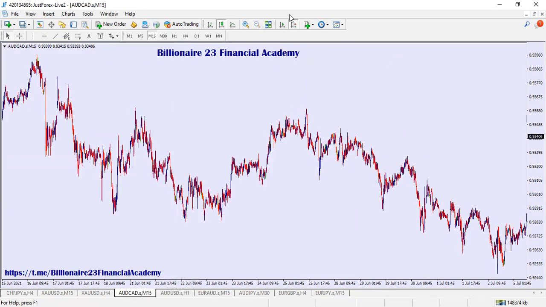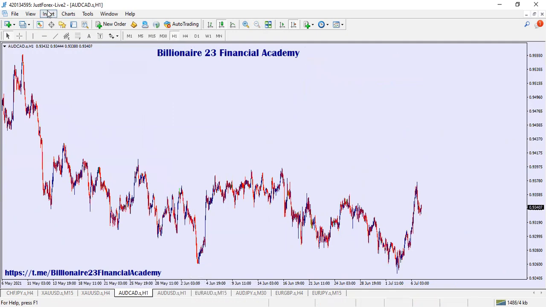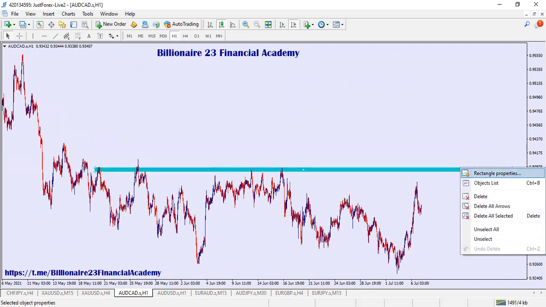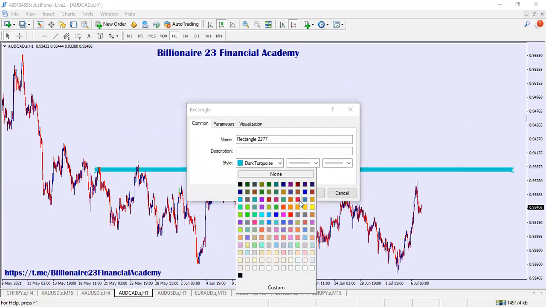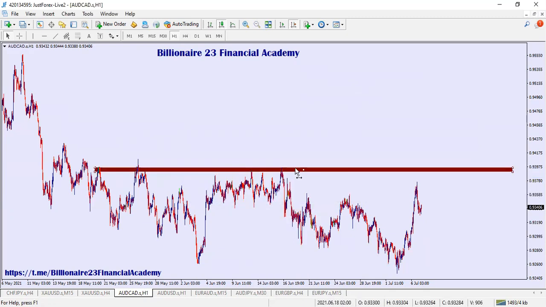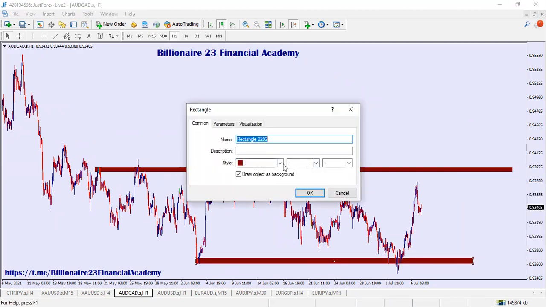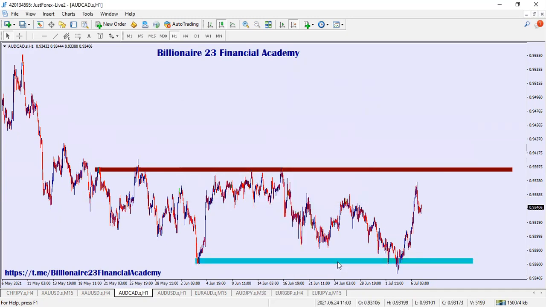Some traders use zones instead of horizontal lines, like they do something like this. They regard this entire area as resistance, which is fine. Everybody has their own trading style. They regard this entire area as resistance, not just a specific price point. They would regard this as support, which is okay. It's just a matter of how you understand the market and what works best for you.